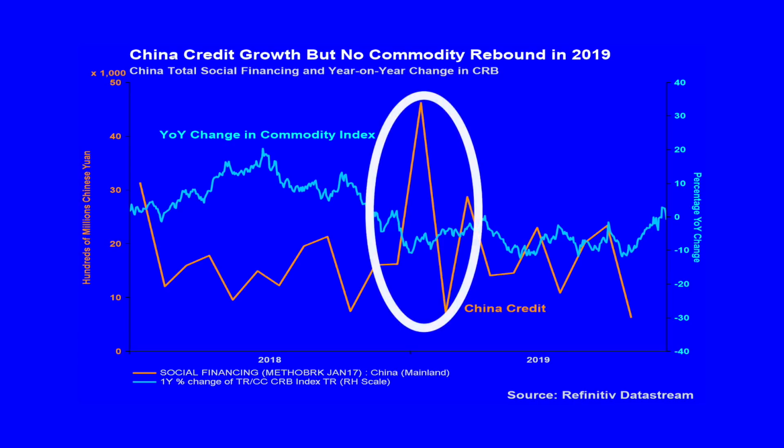So what are the signs today that this time is different? Well, this time round, unlike 2009 and 2016, we have not seen the surge in commodity prices and commodity stocks with this most recent uptick in Chinese liquidity.